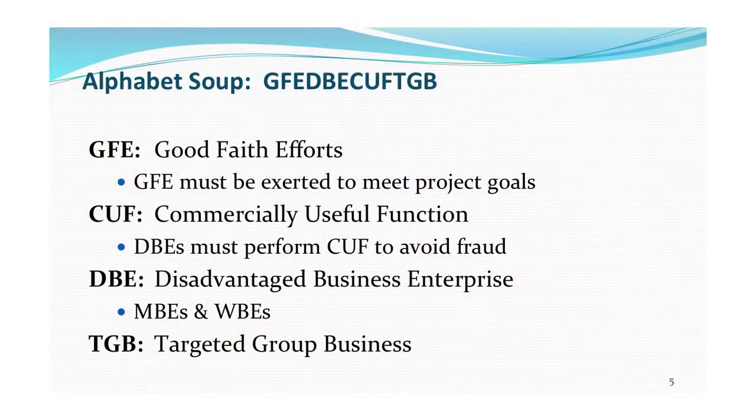Now, when we're talking about DBEs, it's usually an alphabet soup. Broken down, that's GFE, good faith efforts. That's what you need to expend to meet the goals or try to meet them. CUF, that's commercially useful function. DBEs must perform a CUF to avoid allegations of fraud. And of course, the DBEs and the TGBs are the minority and women contractors that we're talking about in the program.